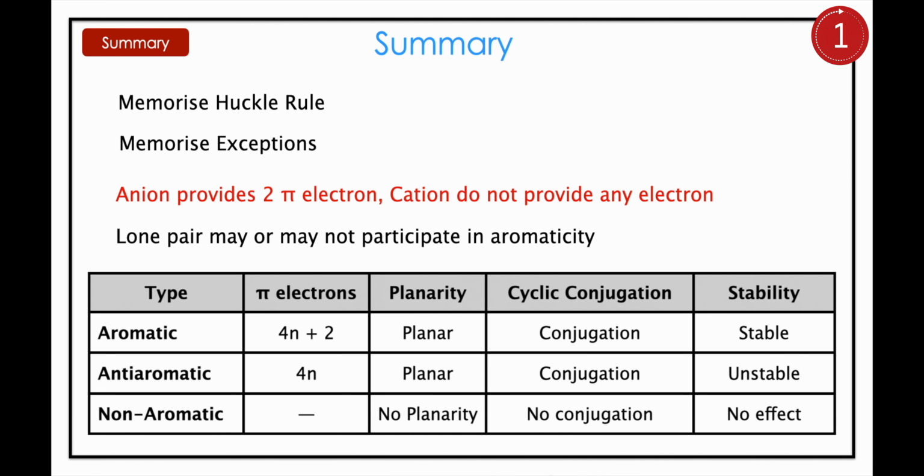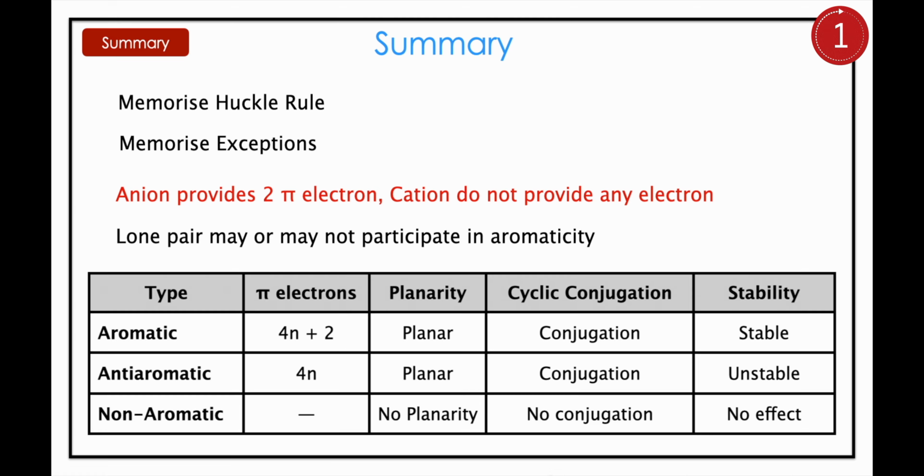Then we will summarize what we learned. You should memorize the Huckel rule, that is 4n plus 2 pi electron system, 2, 6, 10, 14, 18 and 22. Memorize the exceptions like biphenyl. While counting, you should know that anions provide 2 pi electrons, cations don't provide any electrons. A lone pair may or may not participate in aromaticity.